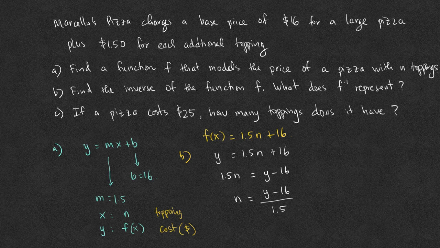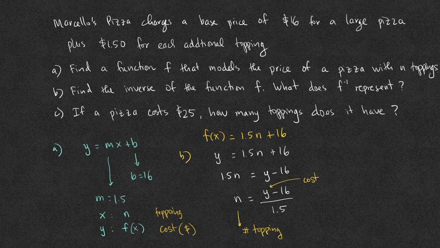What does it represent? This number n represents, again, the number of toppings given the cost y. If we know the cost, then we can plug it in to find the number of toppings. As opposed to the previous function, which is the cost function, meaning if we know the number of toppings, then we would compute it to find the cost. For the inverse, given the cost, we would compute the number of toppings.